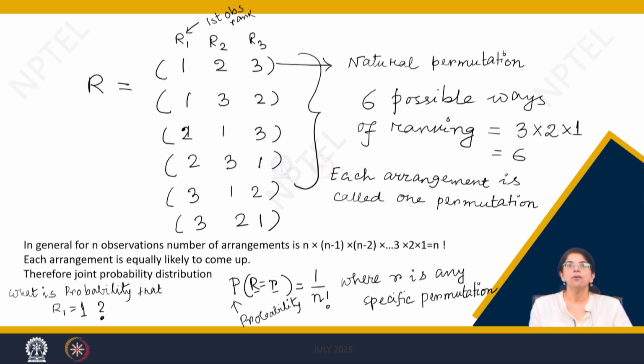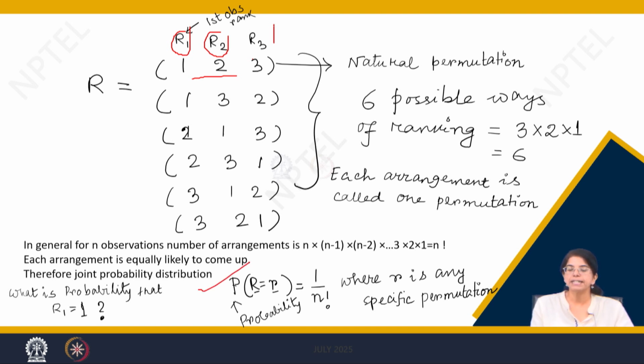So here you will see 1 2 3, 1 3 2, 2 1 3, 2 3 1, 3 1 2 and 3 2 1. The first means R1, the rank 1, the rank of the first observation is 1, the rank of the second observation is 2, the rank of the third observation is 3. So when it is 1 2 3, we call that ranking the natural permutation.